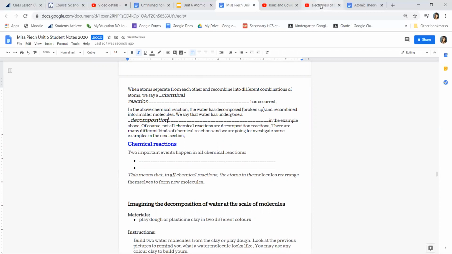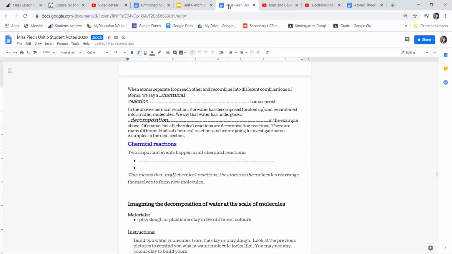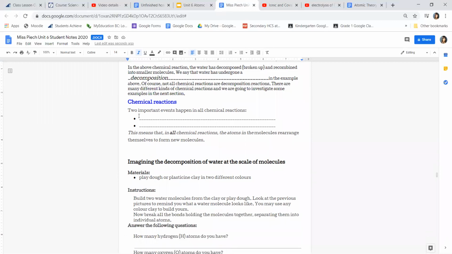So you're actually going to take a look at that kind of example, where they've taken a copper chloride solution and were able to decompose it and separate the elements within that compound.